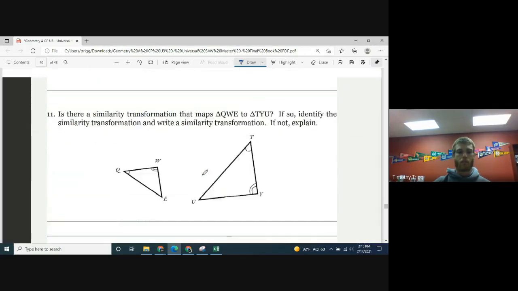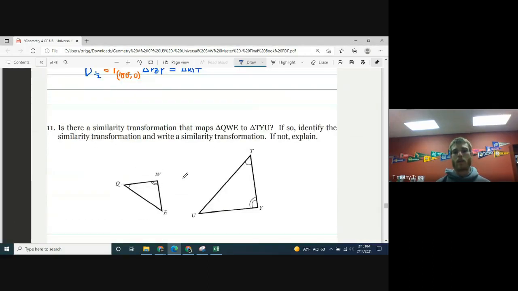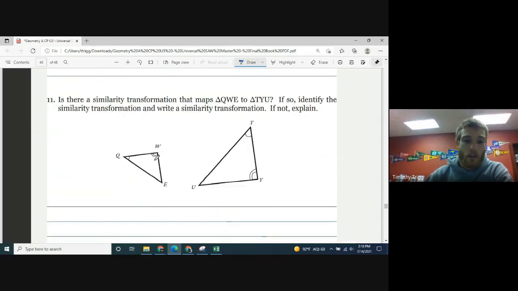Number 11. Is there a similarity transformation that maps QWE, so this triangle, to triangle TYU? If so, identify the similarity transformation and write a similarity transformation. If not, explain. Okay. So here we know that these two triangles are similar. How do we know these two triangles are similar? Well, the two angles from this triangle match two angles from this triangle. So we know that these two triangles must be similar.